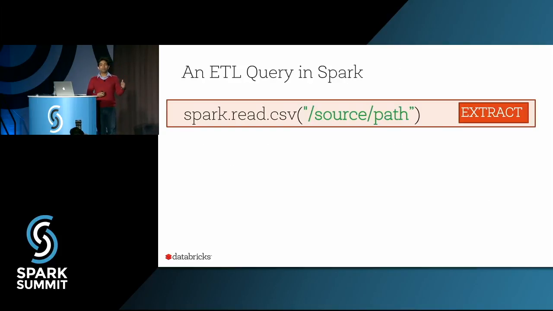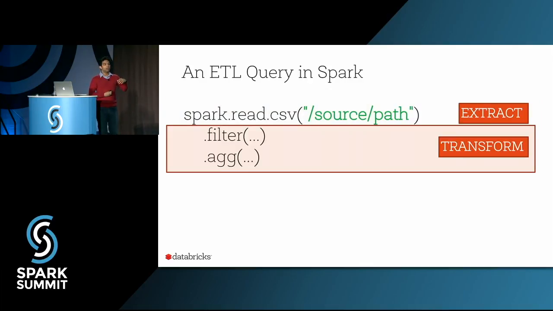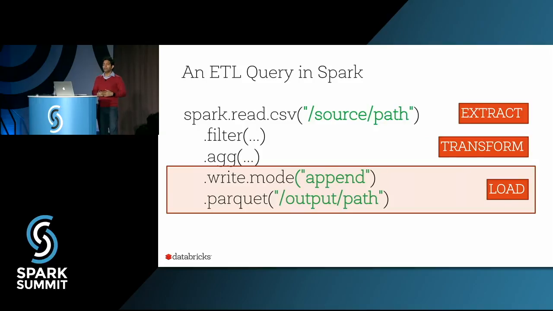So here is an example of an ETL query in Spark. In this specific case, Spark is trying to read CSV data. You can do something like spark.read.csv and give it a path that contains a list of CSV files. This roughly maps to the extract phase in the ETL. You can then filter and aggregate this data in Spark, and this is the transform phase. And finally, you can write this data to a file format like Parquet, which roughly maps to the load phase in the ETL.